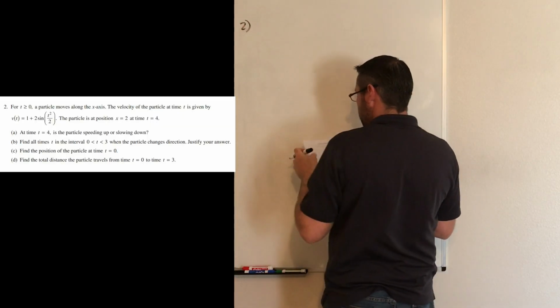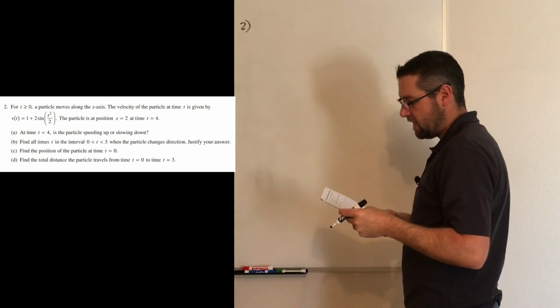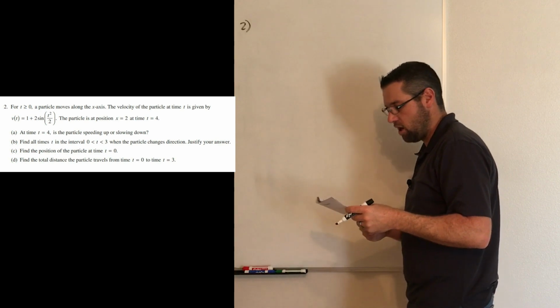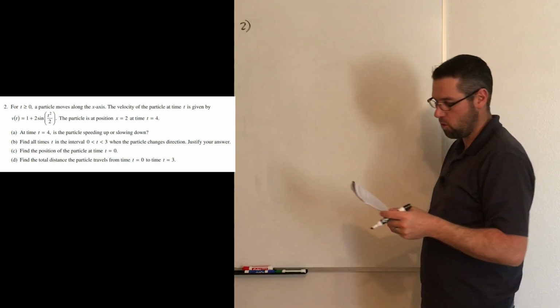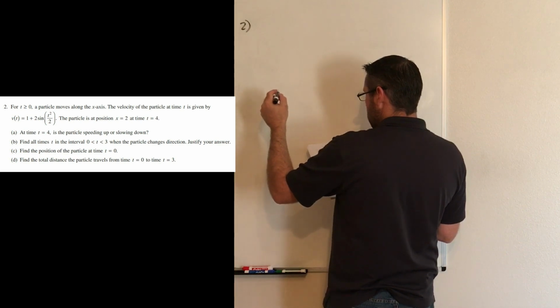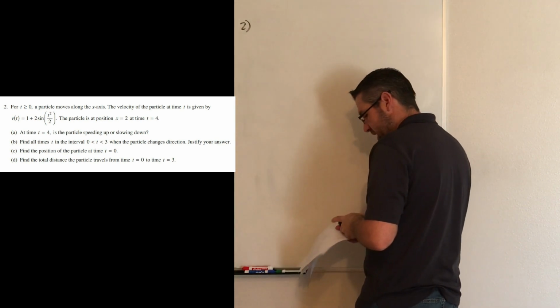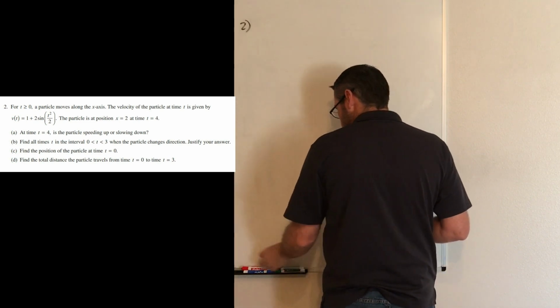Question number 2 of 2016. It gives us a velocity, and it gives us an initial position of 2 when t equals 4. Part A, it says, at time t equals 4, is the particle speeding up or slowing down? So we need to remember what speeding up and slowing down comes from.